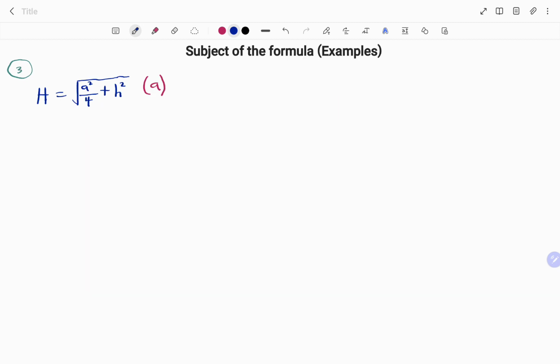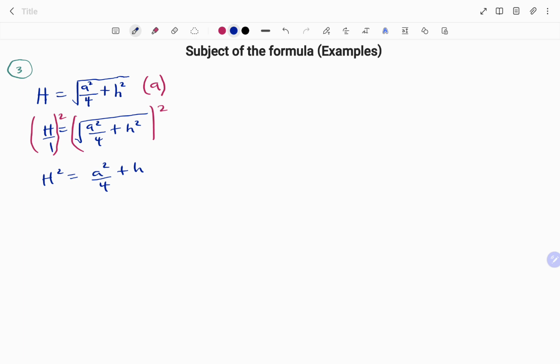In my third example, I have h equals the square root of a squared over 4 plus h squared. This is over 1, like I did in the previous example. Because I'm making a the subject of the formula, I need to first of all get rid of my square root. And how do I get rid of my square root? I'm going to square both sides. The square root is going to cancel my square. So I'm left with h squared equals a squared over 4 plus h.